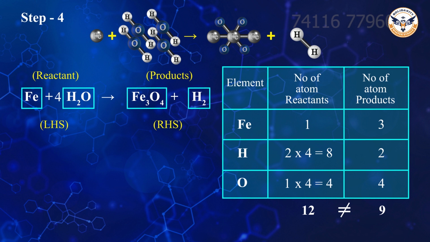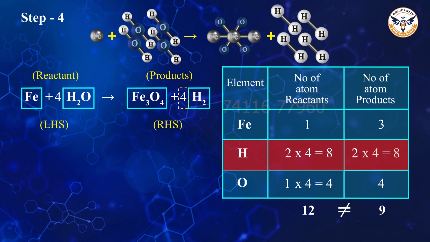Step 4. To equalize the number of hydrogen atoms, multiply the number of molecules of hydrogen by 4 on the product side. Step 5. After that, the numbers of oxygen and hydrogen atoms become equal on both sides. The number of iron atoms is 1 on the reactant side, while it is 3 on the product side. To balance it, multiply the iron on the reactant side by 3.